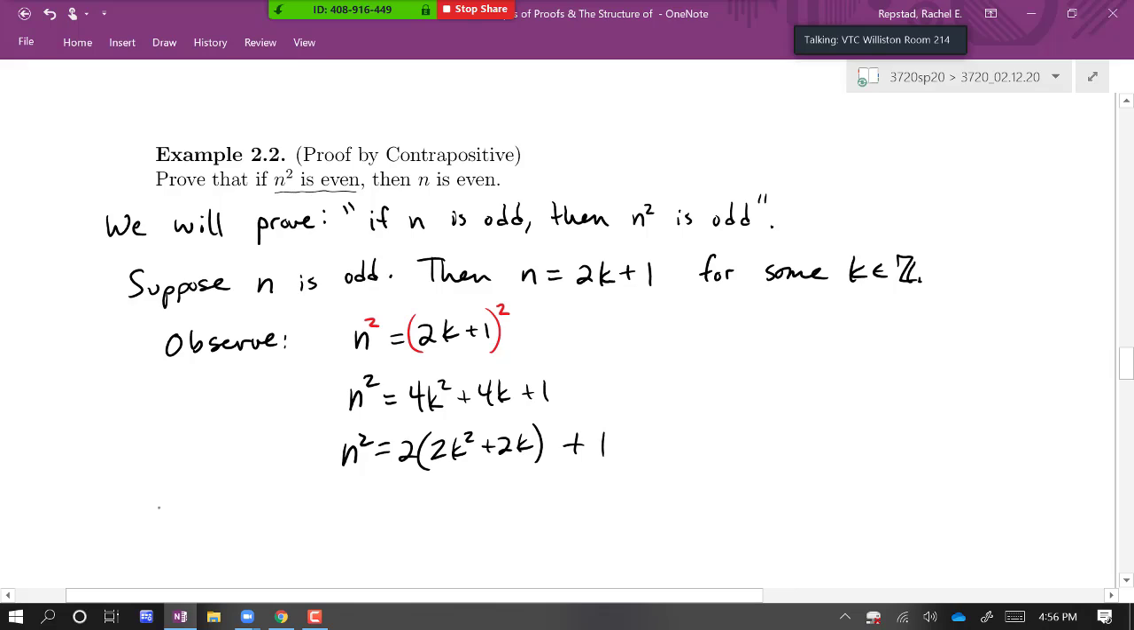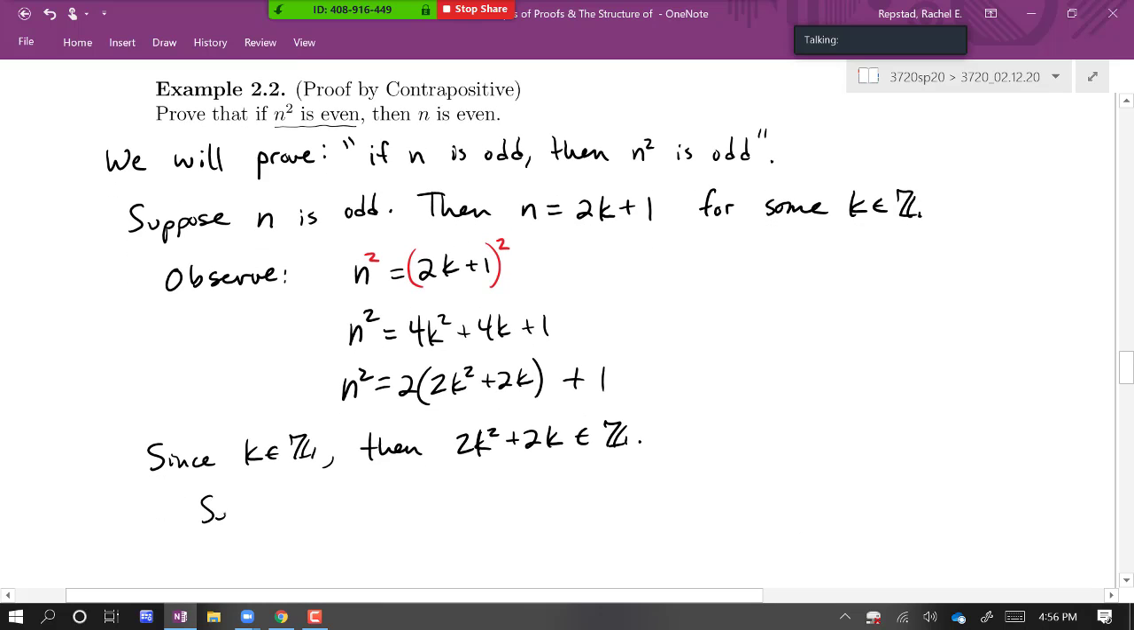And now at the end, I could say since k is an integer, what do I know about 2k squared plus 2k? It's also an integer, because, and we don't have to prove these properties, they're on the last page, the integers are closed under multiplication and addition. So n squared is odd, as desired.